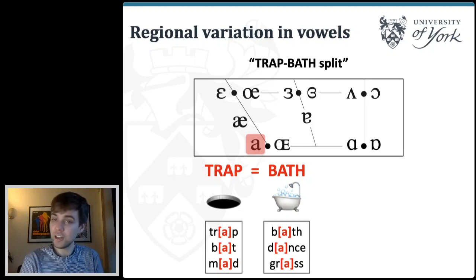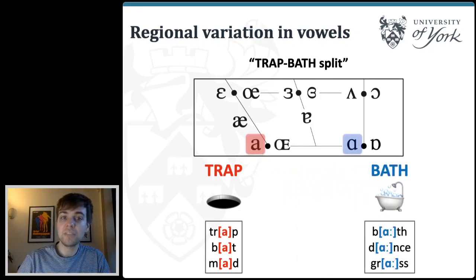And at an earlier point in the English language, around the 17th century and before, these vowels were pronounced the same. And you might notice they are for me as well. I have the same vowel for all of these words. But then around the 17th century, the language changed, and something happened, what we call the trap-bath split.